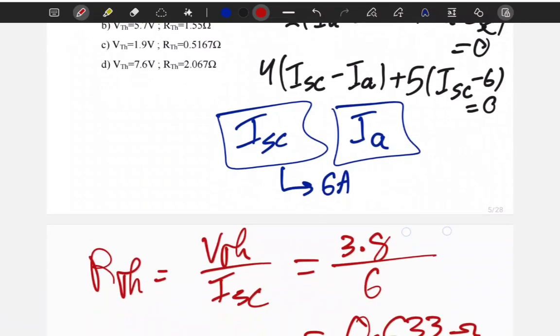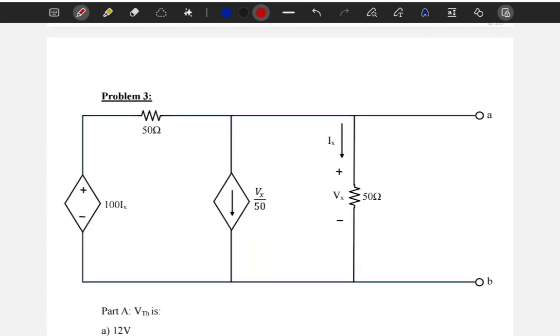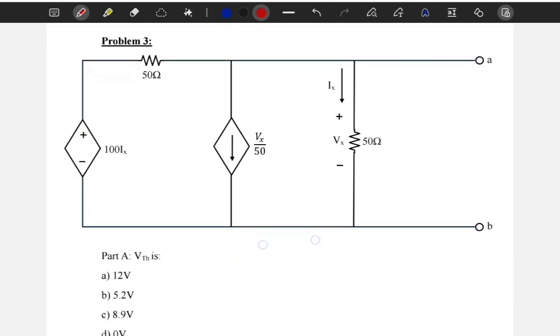Okay, so we have discussed case 1 and case 2. Now we have case 3, which is all dependent sources. There are no independent sources. There's nothing that drives the circuit.